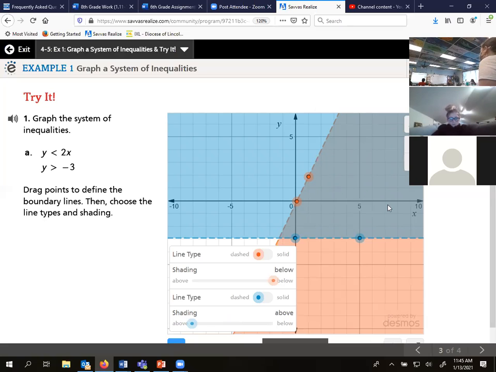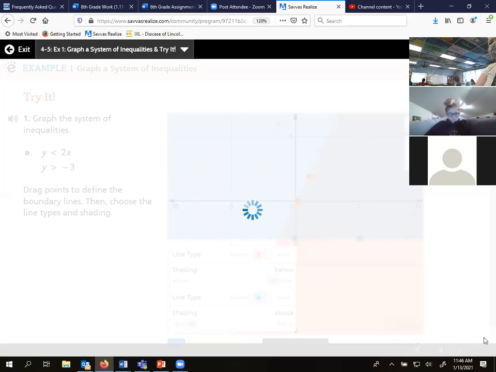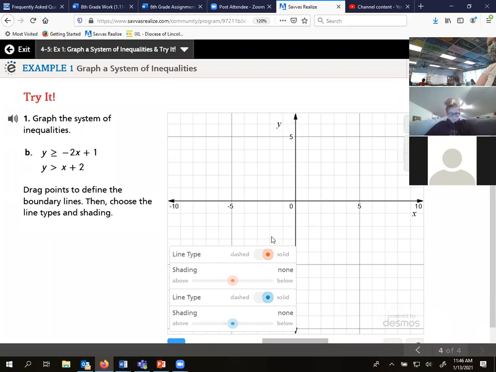And again, just like on the last lesson, you don't have to define it in any way. That's your answer, just the graph with the shading on it. Okay, let's look at another one.